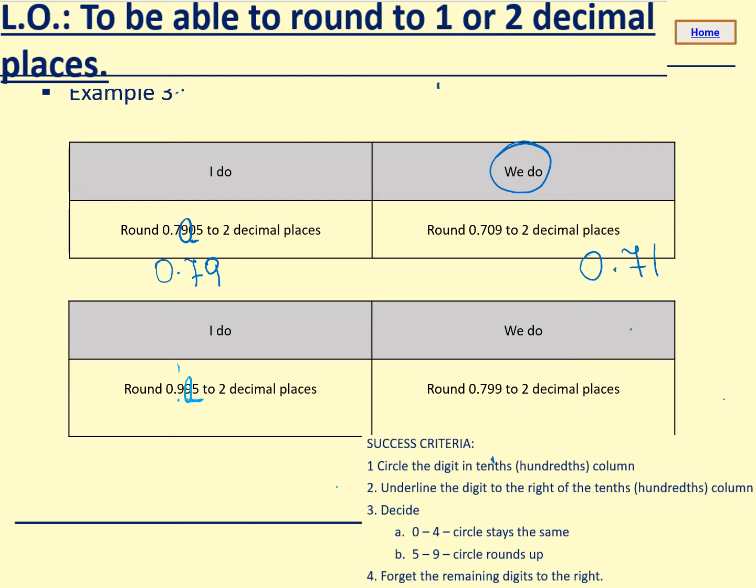So my 9 becomes 10. But I can't put 10 in here, so that means that 1 gets carried on to the next column. So I need to add this 1 to 9. And again, I've got 10. I can't have 10 in here, so again, 1 gets carried on to the column to the left. So that becomes actually 1.00, which is just 1. So 0.995 rounded to 2 decimal places is just 1. Now pause this video and have a go at the we do question.